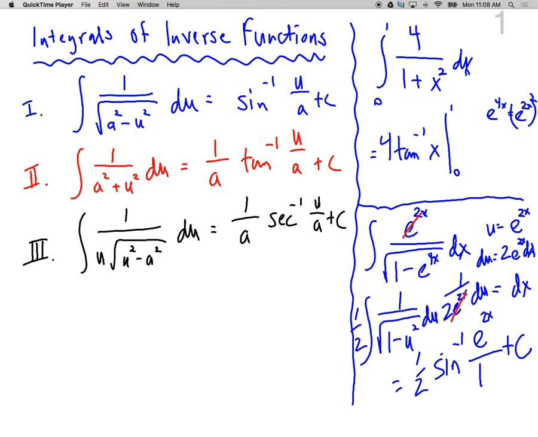Is that what he asked? I just tried to match up the form. I just wanted it to match the form of U over A. A is 1, U is e to the 2x. Most people will probably not include the 1, but most people haven't had the years of mathematical training that I have. That's true.